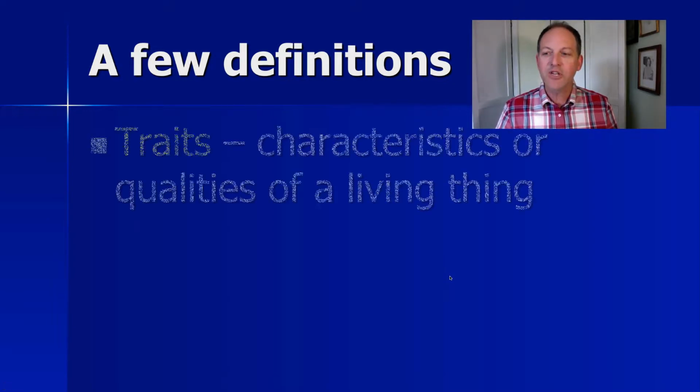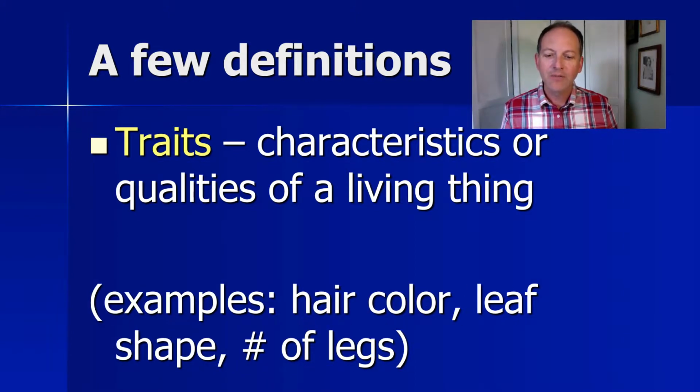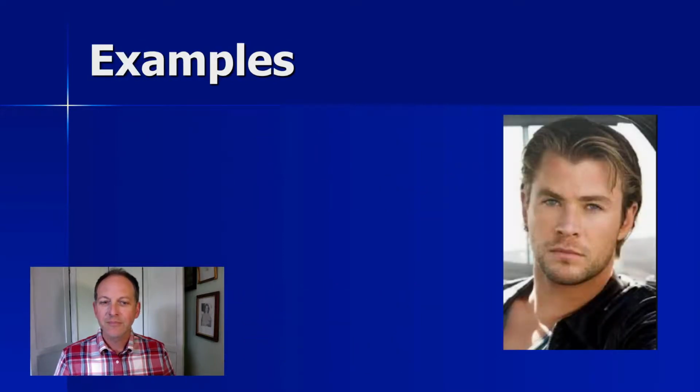First, a few definitions. Traits. Traits are characteristics or qualities of a living thing. We talk about hair color, the shape of a leaf, the number of legs on an insect, for example. I want you to document on the side of your sheet which of these traits that you have.